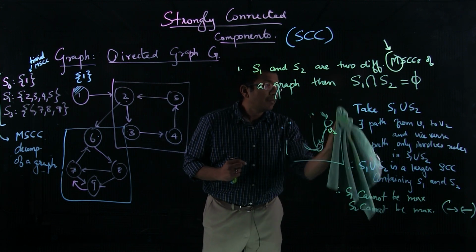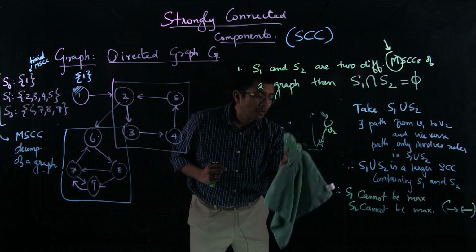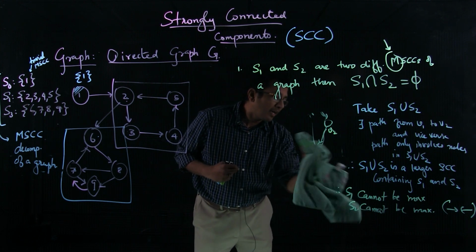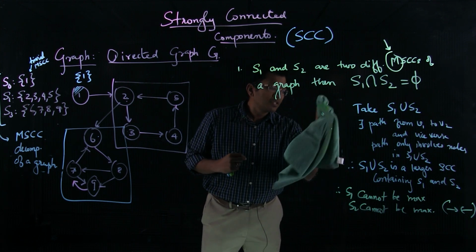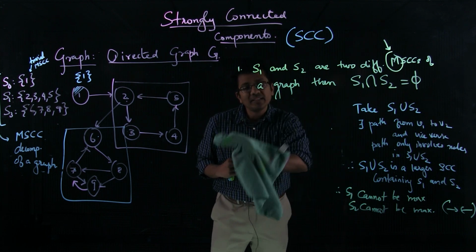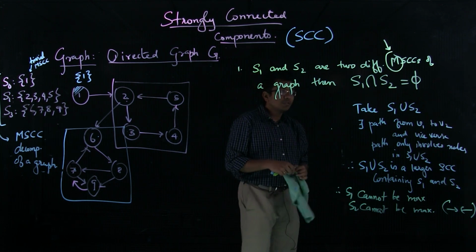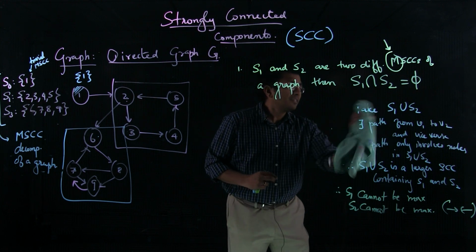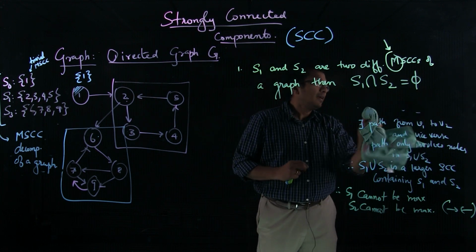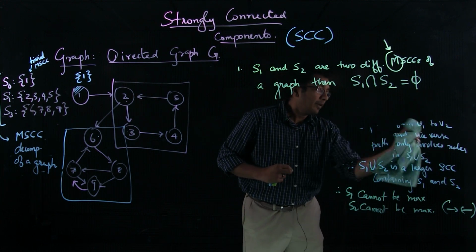But note that many people will say strongly connected component, in which case you might want to ask them whether they mean maximal strongly connected component, and typically they will know what you mean. All right, so this is how it goes. So this is the first property of MSCC, that they are pairwise disjoint.